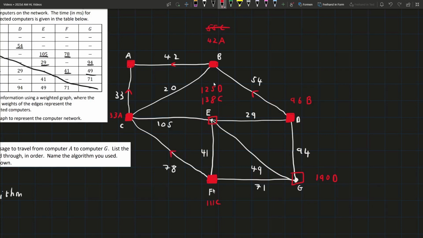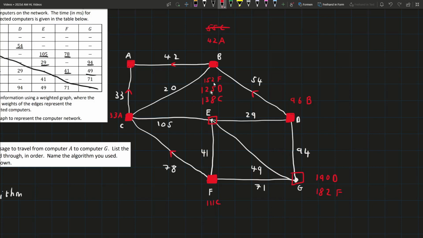Then we look at everything connected to F, and we have E and G. So if we were to go from G to A going through F, we'd have the 71 plus this 111, giving us 182 if we were to go through F. And then for E, because remember E is also connected to F, if we were to go from E to A going through F, we'd have 41 plus this 111, which gives us 152. So I'm running out of space. 152 through F.